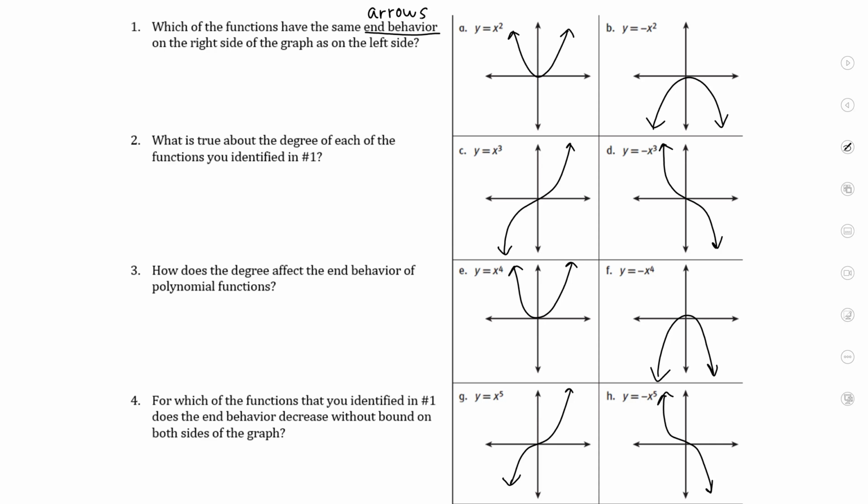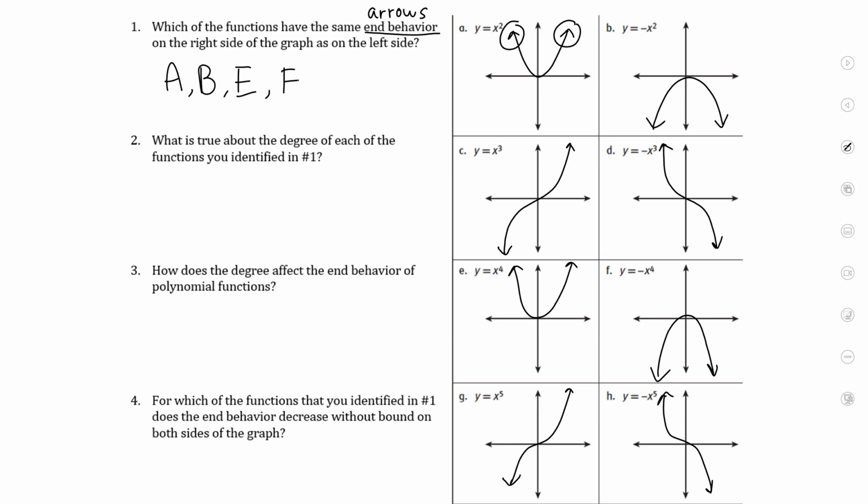So let's look. Which of these functions have the same end behavior on the right side of the graph as the left side of the graph? So here's the right side, and here's the left side. Are they facing the same direction? Yeah. Okay, so that means A has the same end behavior for both the left side and the right side. What about B? Yep, they're both pointing the same direction. What other graphs are facing the same direction? E and F. They have the same end behavior. Both sides of the function are facing the same direction. They're both going up or down.